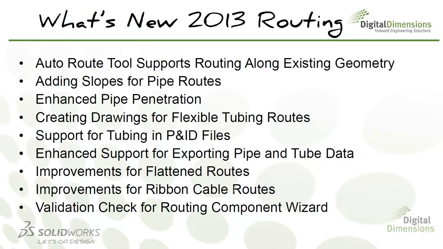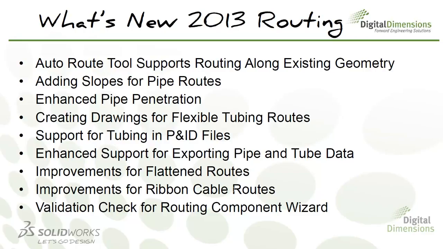You can add an angled section called a slope in a pipe route. That's new for 2013. And then I'll go over some of the enhancements for pipe penetrations. Then I'll show the new drawing functionality for tubing routes, very similar to what was available on pipe routes before. And then show you how you can read in piping and instrumentation diagram information for tubing, not just for pipes anymore.